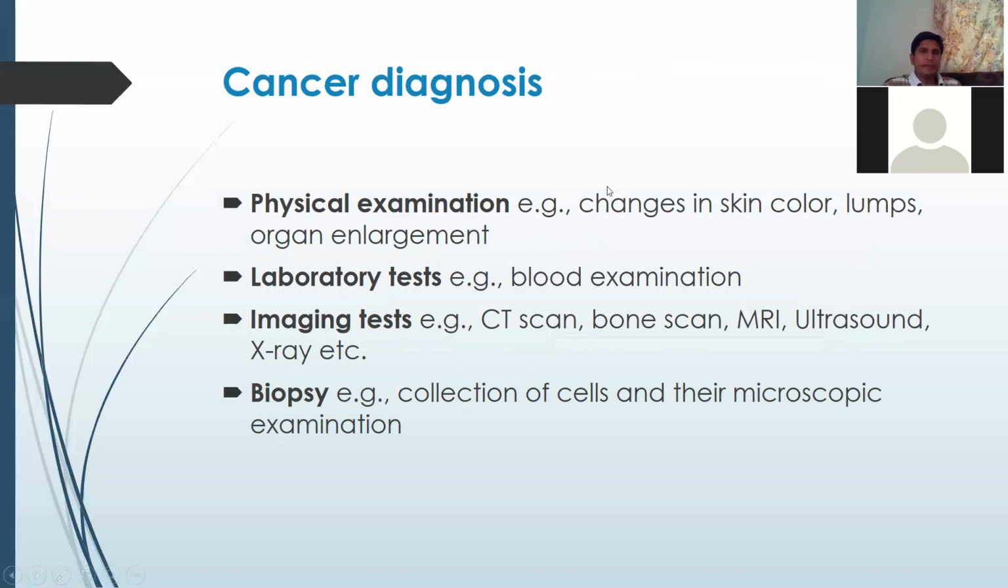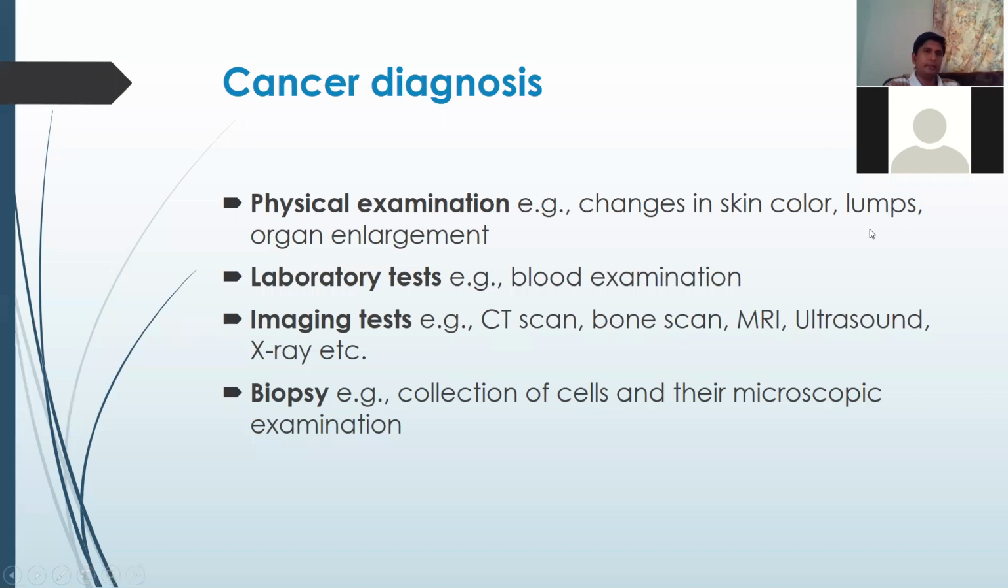Now, in case of the diagnosis of cancer, which strategies do doctors or physicians normally use? There are a number of strategies that could be utilized in order to diagnose cancer. For example, physical examination. Your doctor may physically examine the patient, for example, changes in skin color. The skin color may change in the case of cancer patients, and they may also examine the lumps.